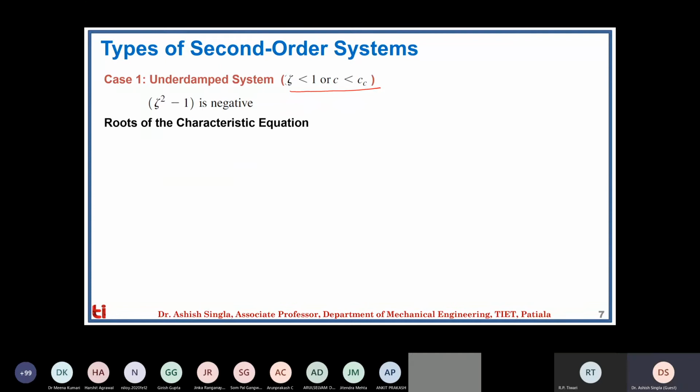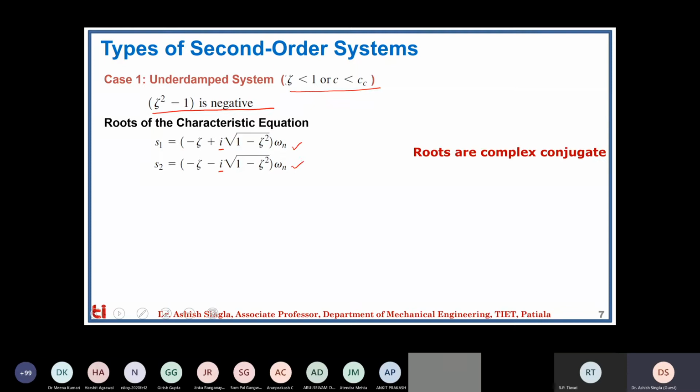Which means that if zeta is less than 1, this term zeta square minus 1 is negative. So the roots of the characteristic equation we will write in terms of iota, because, if you recall earlier, zeta square minus 1 is a negative term. In order to cater to this, we have to take the help of iota. So we can see that the roots are now complex conjugate roots. That's the property of the roots.